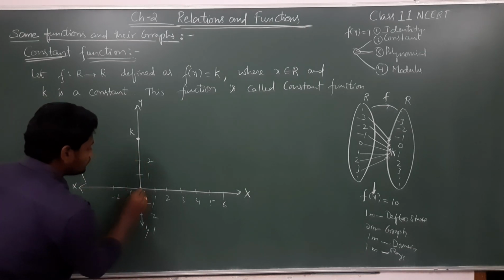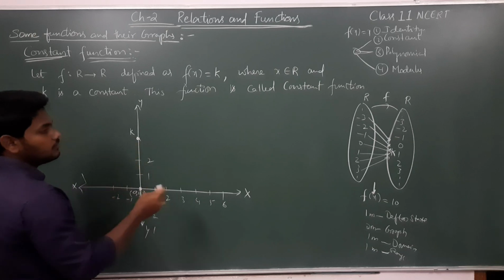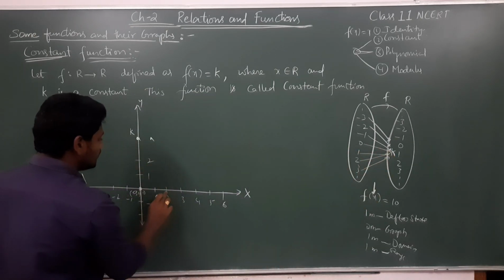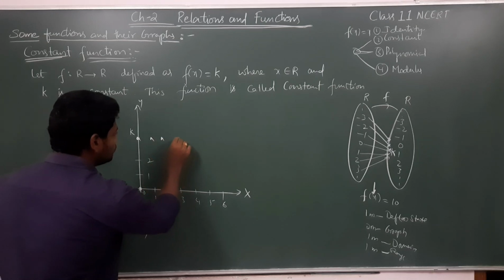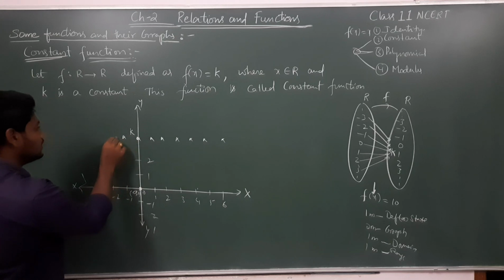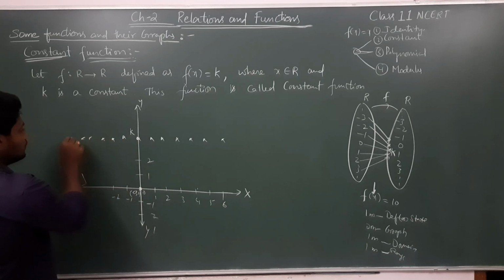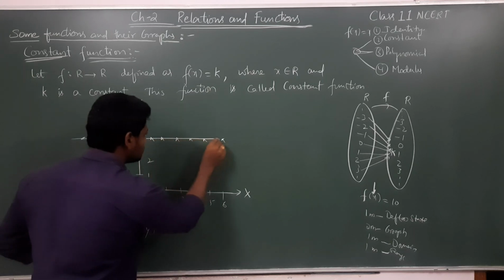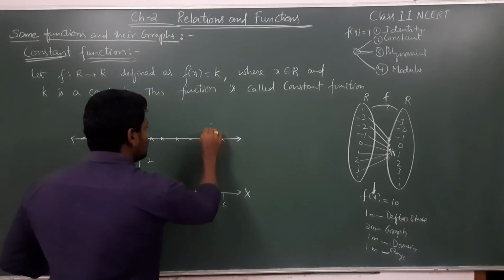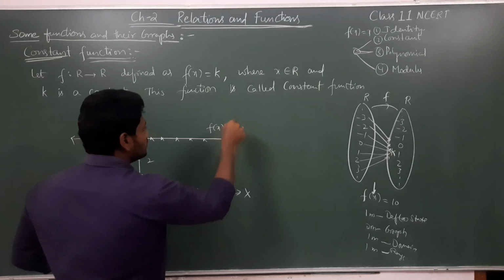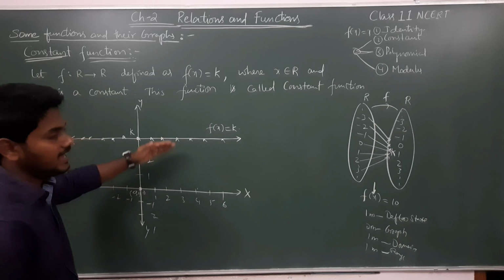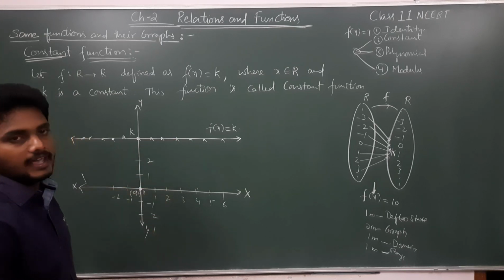What is f of 0? It is k only. f of 1 is k only, f of 2 is k only, f of 3 is k, f of 4 is k. Whatever number you take, you get k only. If you join all these points, you get a straight line. This is called f of x equal to k, a straight line parallel to the x-axis.